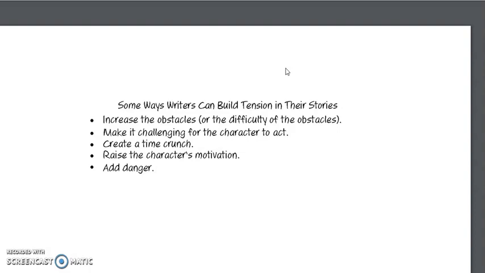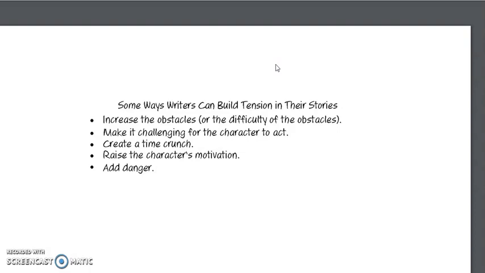You can raise the character's motivation, meaning really explore what is leading your character to act, or amplify that character trait that makes that person want to overcome their problem, or even possibly add some danger. And if there's already danger in your story, you don't necessarily have to add more danger. We want to make sure that these stories remain realistic, but those are just some ideas to help you explore the tension or the rising action portion of your text.